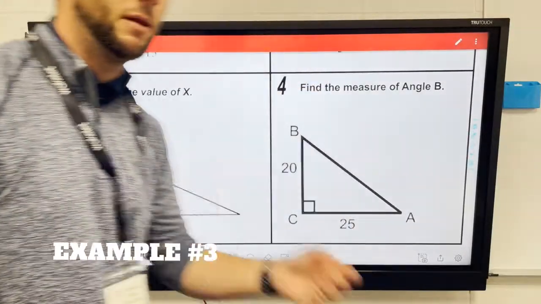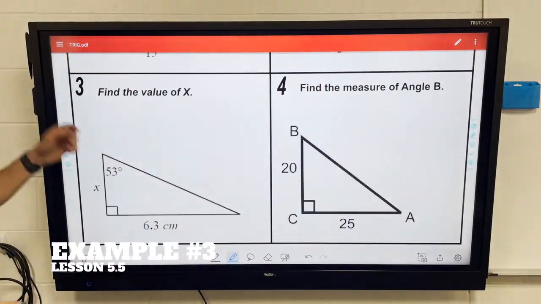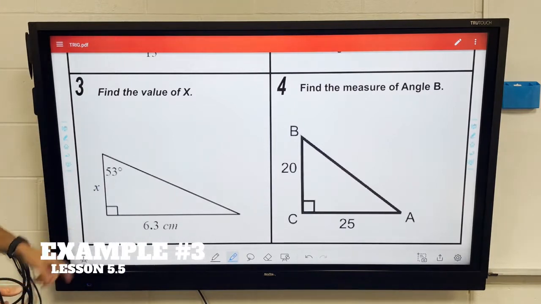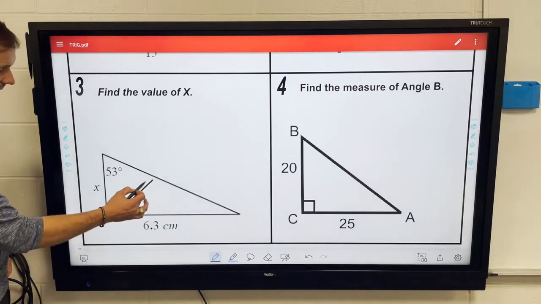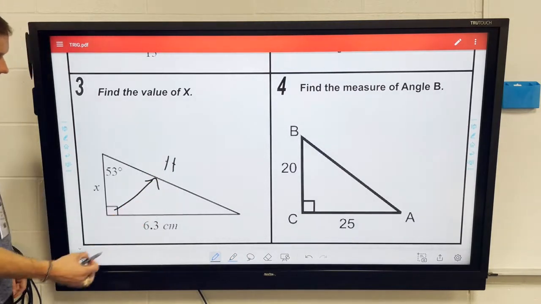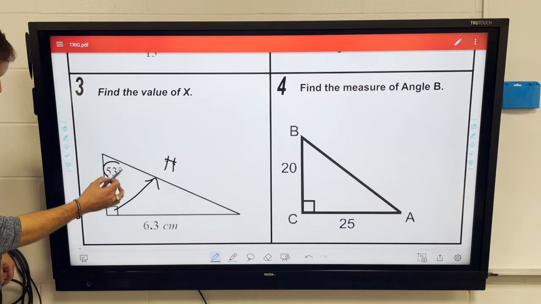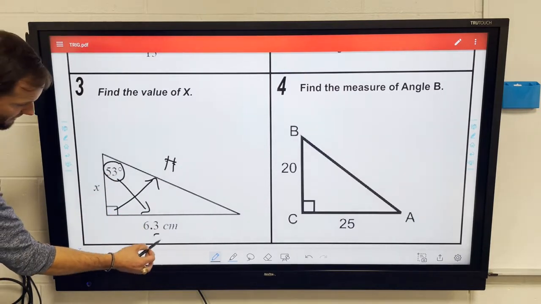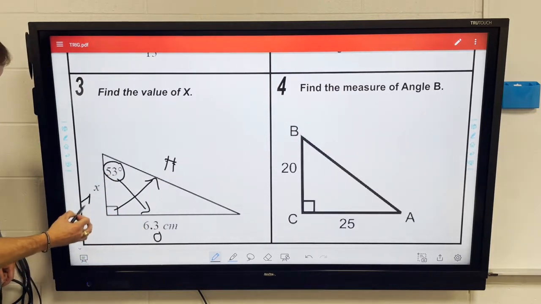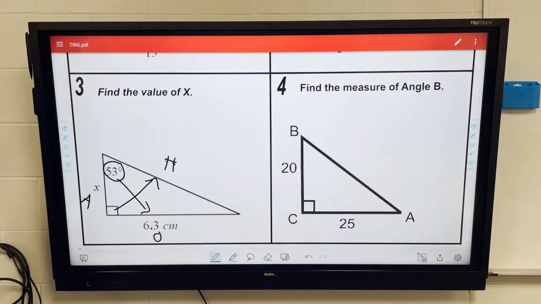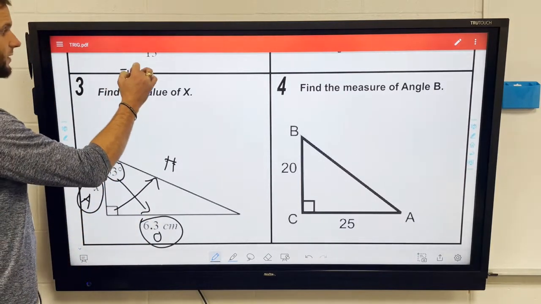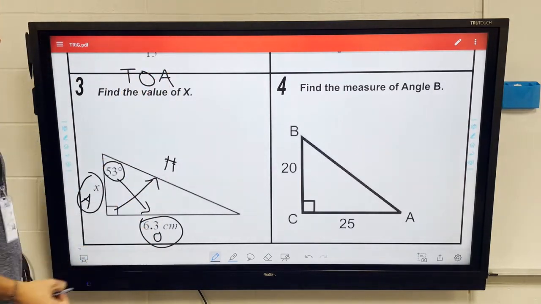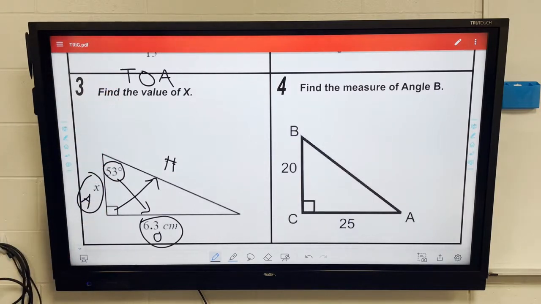Okay, so on example number 3, we're finding the missing side length again. So I need to find X here. If you look, they've given me an angle. So I know opposite my 90 is always my hypotenuse. Opposite of the angle they gave me is my opposite side, which makes this my adjacent side. Right now, I need my adjacent side, and I have my opposite side. So I know the ratio that uses opposite and adjacent is going to be the tangent ratio.